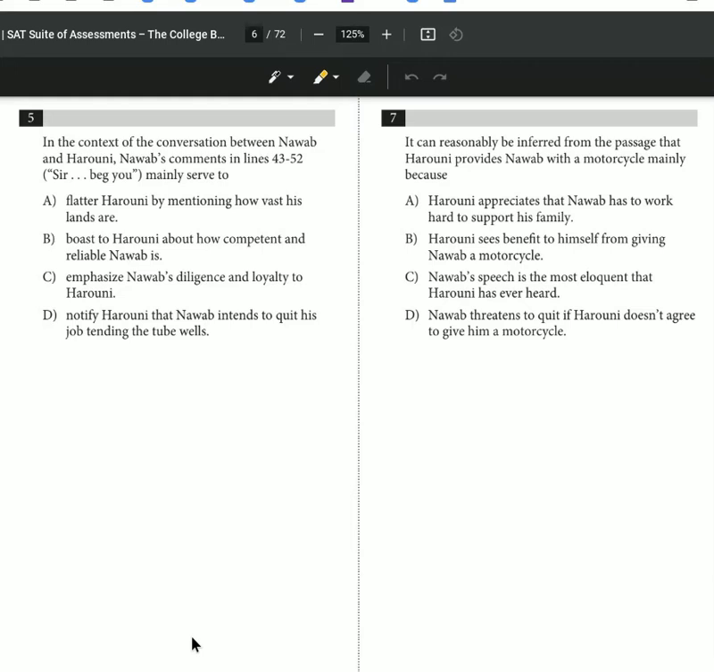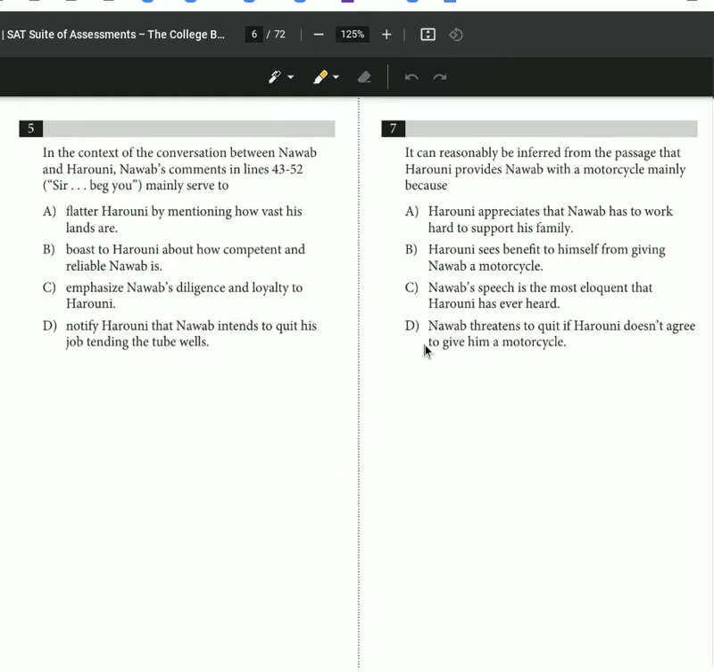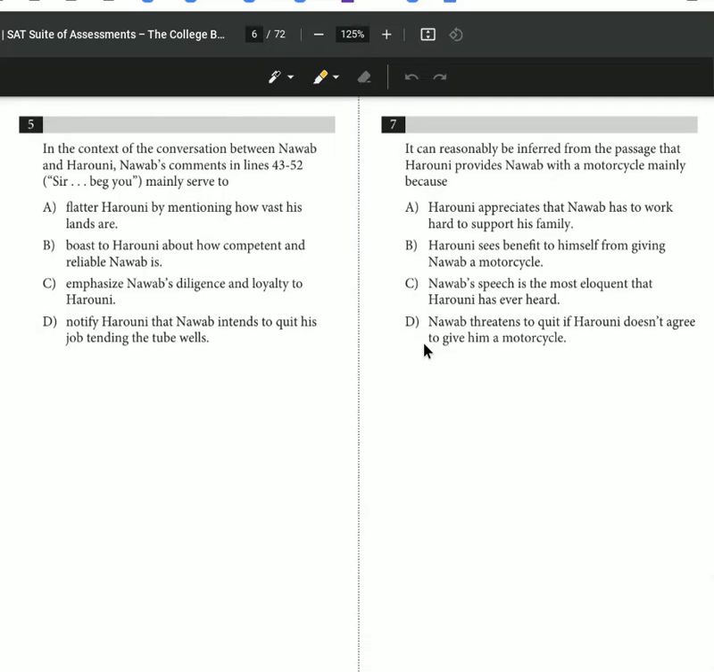When you look at the first question, sometimes the answer may be very obvious to you, but this parallel process of elimination technique comes into play when it is not so obvious, hence the use of the process of elimination. So we're going to look at questions 7 and 8 from the official SAT practice test number 6 that I have up here. Question 7 says, it can reasonably be inferred from the passage that Haruni provides Nawab with a motorcycle mainly because.